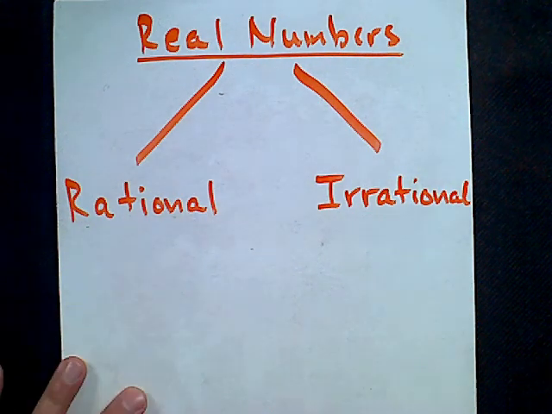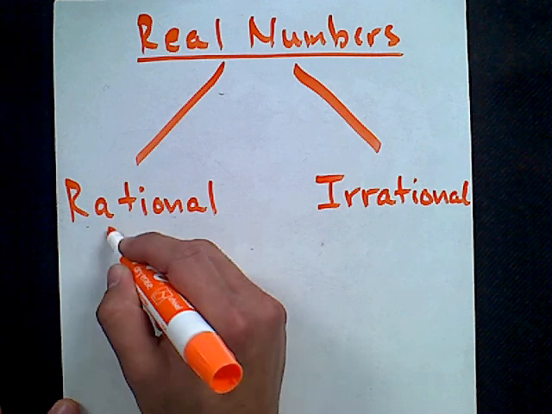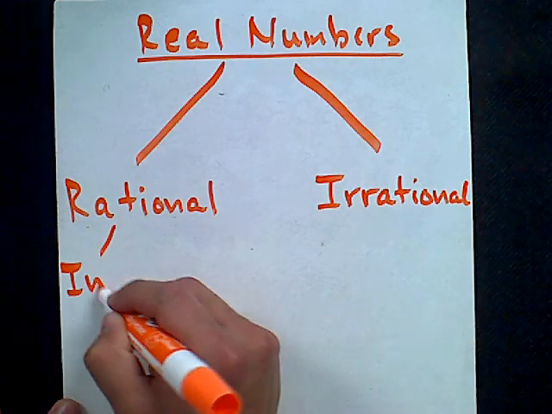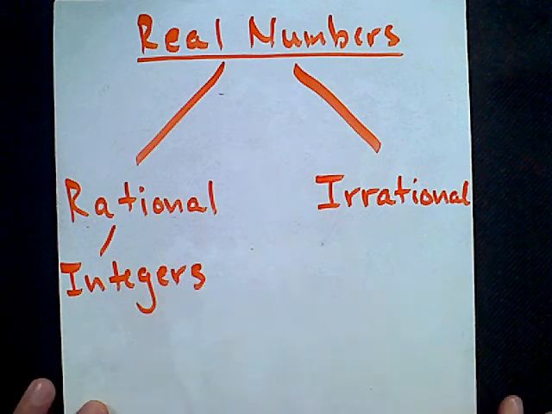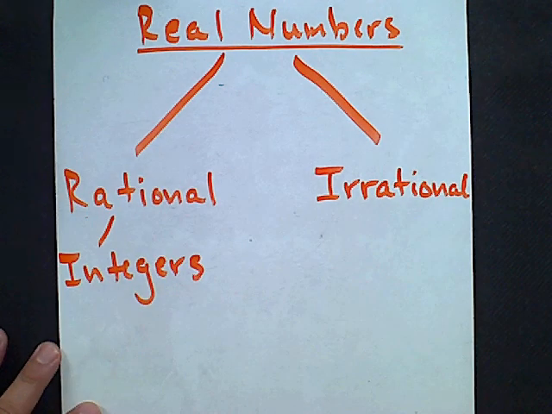There are three different types of rational numbers. There are what are called integers.